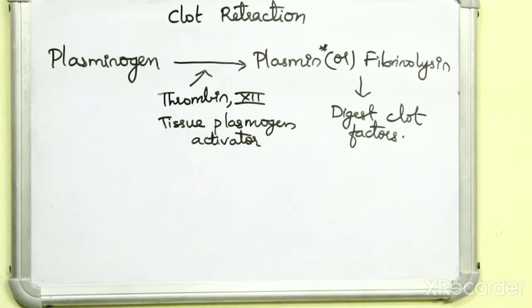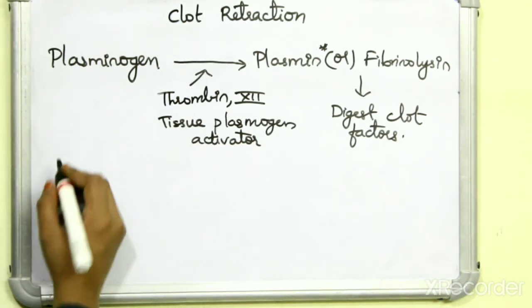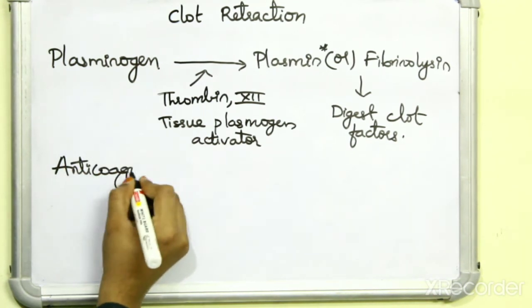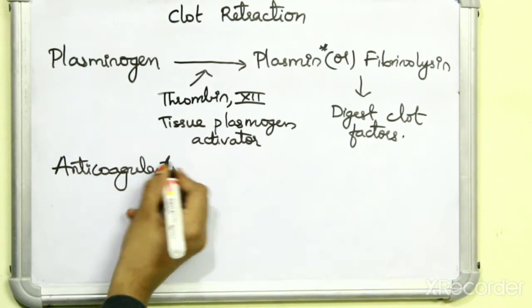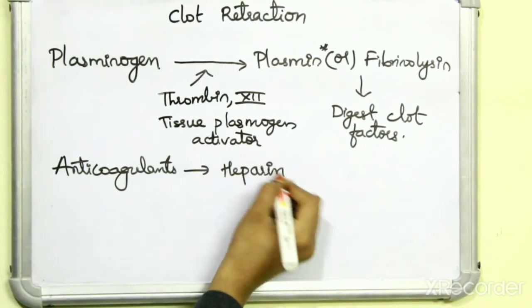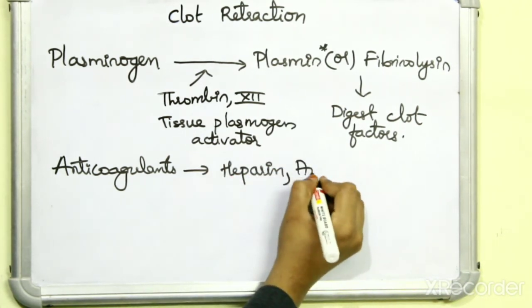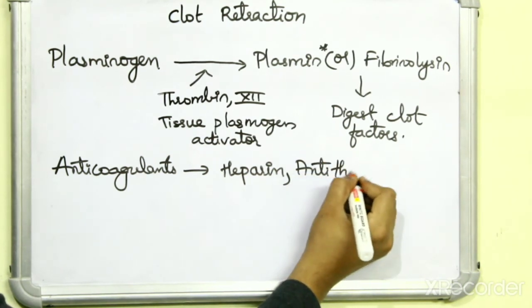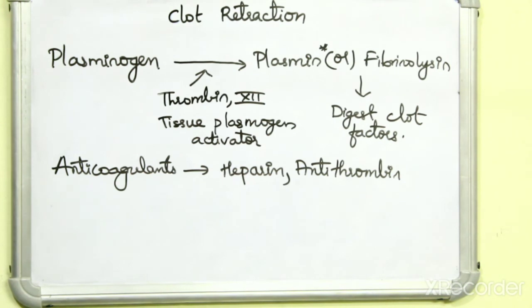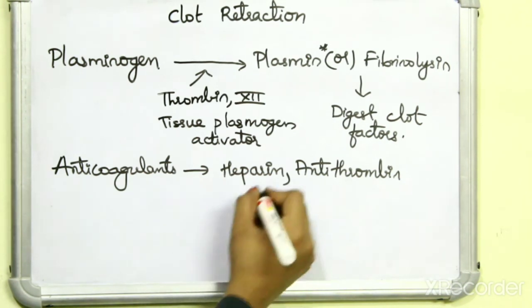There are some other anticoagulants which we generally use for removing the clot or inhibiting clot formation. The common one you can hear is heparin, right? Heparin and also antithrombin. Antithrombin, the term itself tells it inhibits the thrombin factor. So together they inhibit different factors.